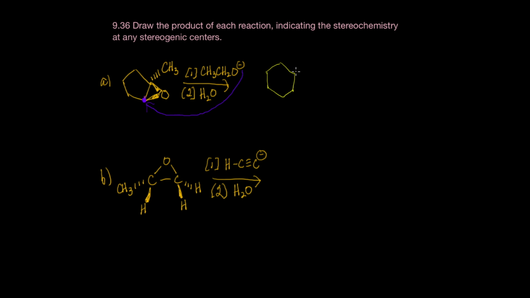So as I mentioned, the top stereogenic center does not undergo inversion. It's not being attacked. So keep the methyl group on a wedge there. Keep this oxygen on a wedge. It's going to change to an OH group.